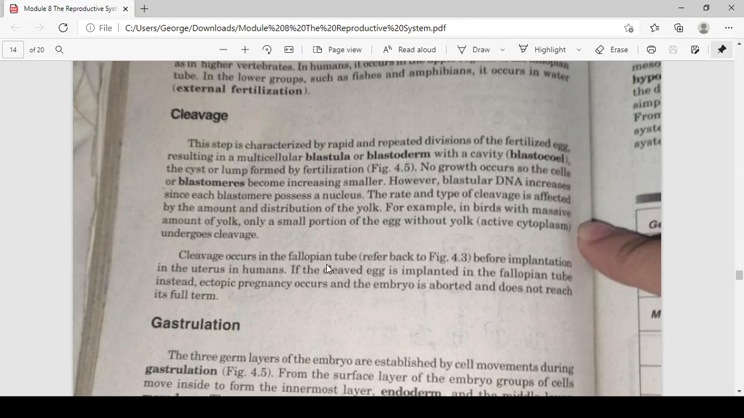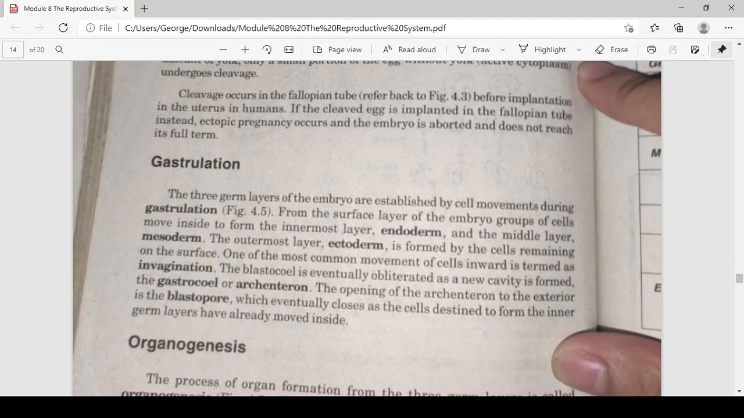Instead, ectopic pregnancy will occur and the embryo is aborted and does not reach its full term. Gastrulation naman, kids. The three germ layers of the embryo are established by cell movements during gastrulation.